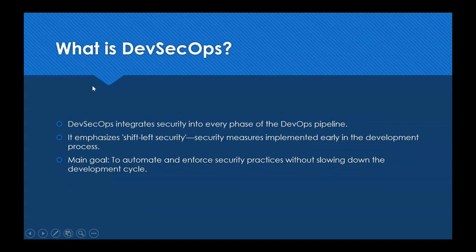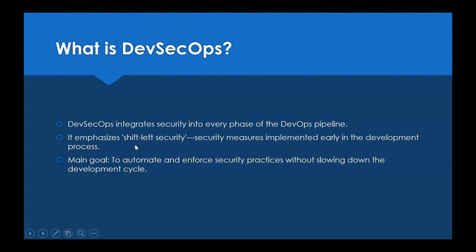Now let's discuss what is DevSecOps. DevSecOps integrates security into every phase of the DevOps pipeline. This is nothing but adding an additional layer of security in the DevOps practices. Sec is nothing but security in DevSecOps. If you see the terms DevOps and DevSecOps, Sec is nothing but security. If you add one additional layer of security, that is called DevSecOps.